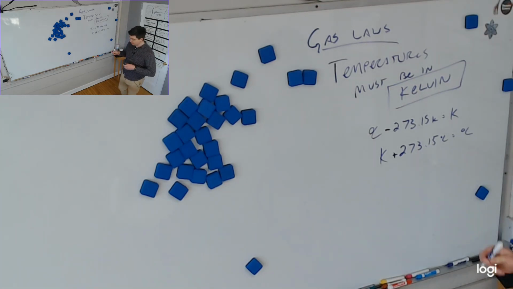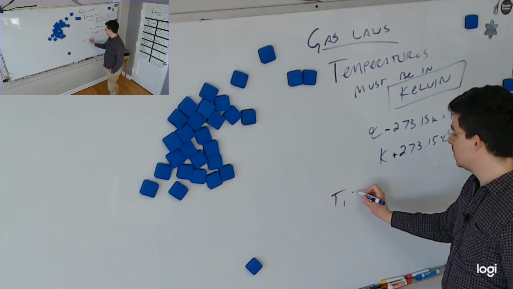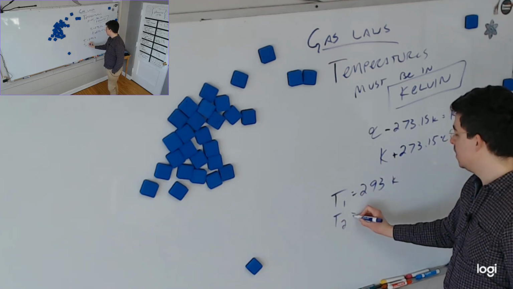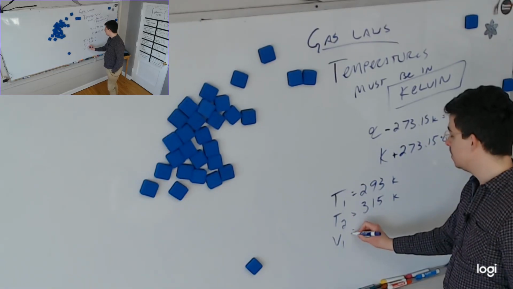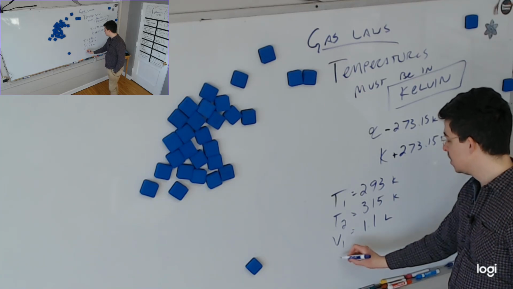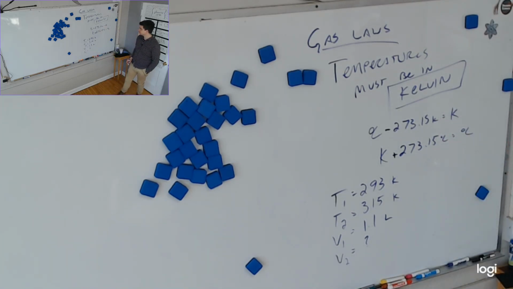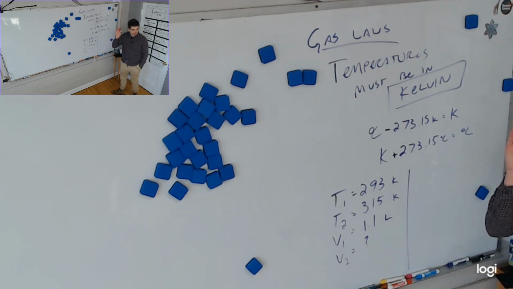But let's say we have a gas that we increase the temperature from T1 equals 293 Kelvin, T2 equals 315 Kelvin. Volume 1, the original volume was 1.1 liter of gas, and we want to find volume 2. Okay? So far, so good. Can you imagine that a question might say this? Yeah. Do you have kind of a little plan in your head as how you might solve it?